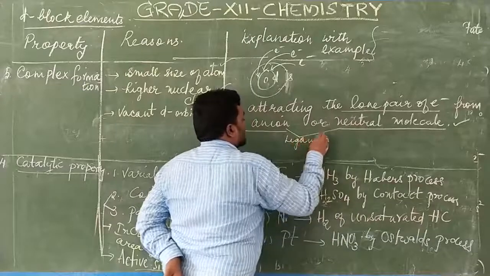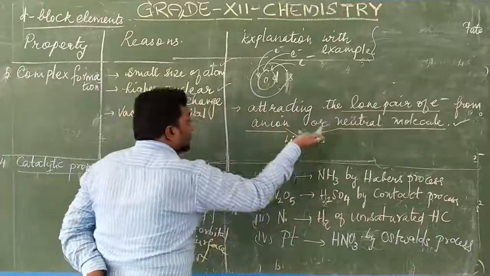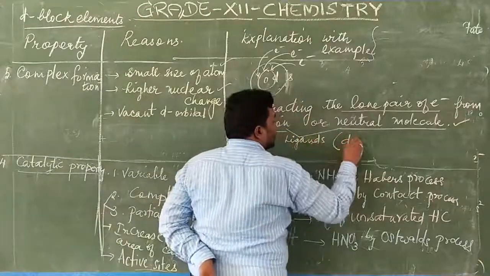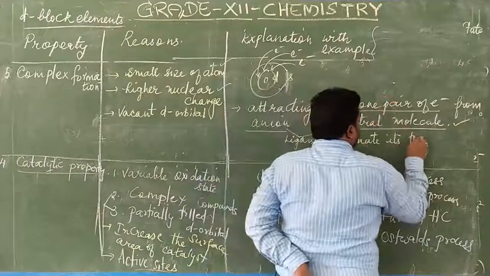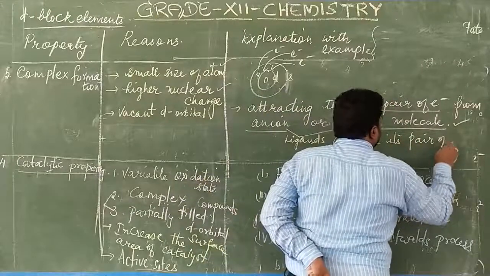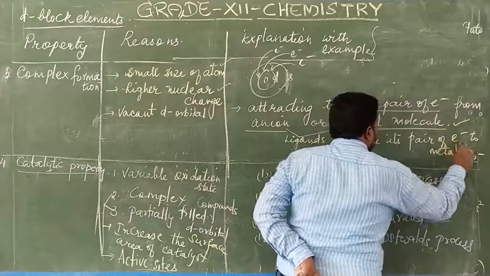What additional compounds have we studied? They are considered as ligands. So these ligands will donate their pair of electrons to the metal.